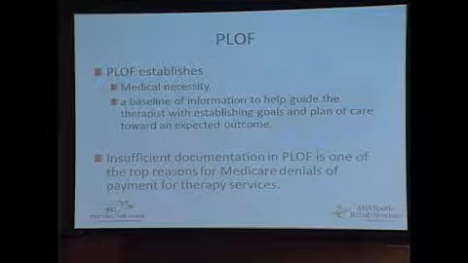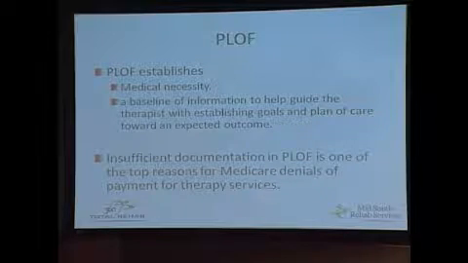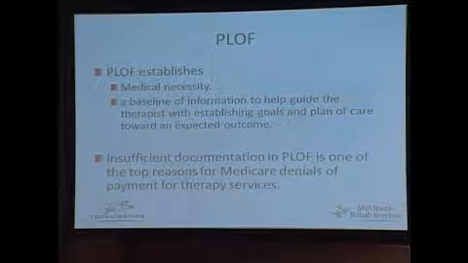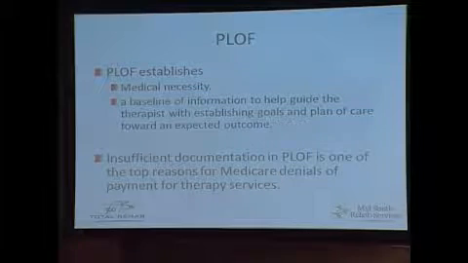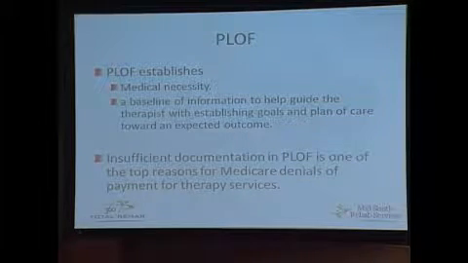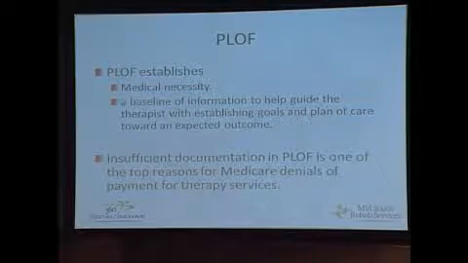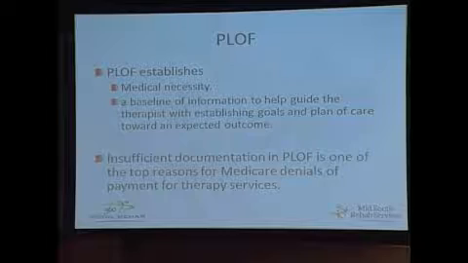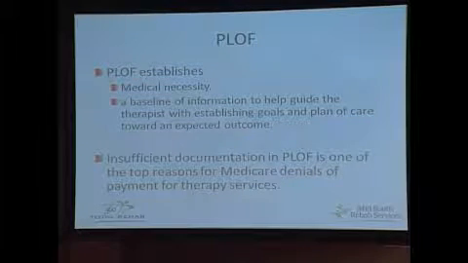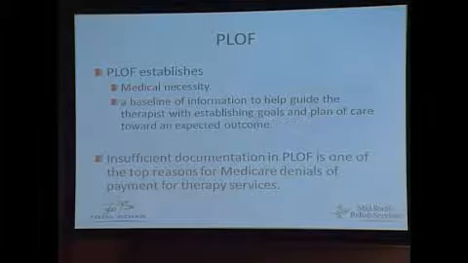Your prior level of function, or insufficient documentation of prior level of function, is one of the top reasons that Medicare will deny a claim. A patient's prior level of function is relevant because when you write that long-term goal, it should look just like the patient's prior level of function. It should be as close to the resident's prior level of function as you can get it.